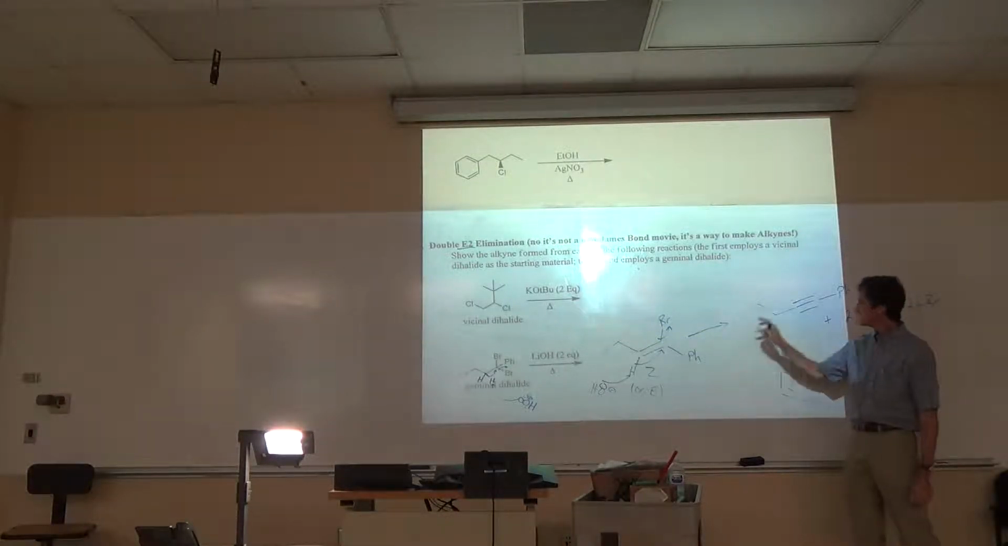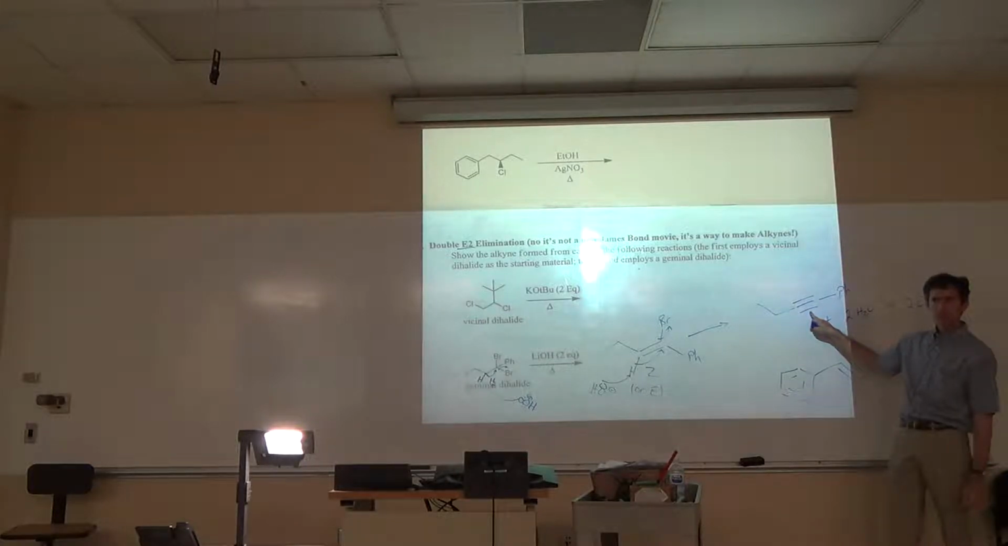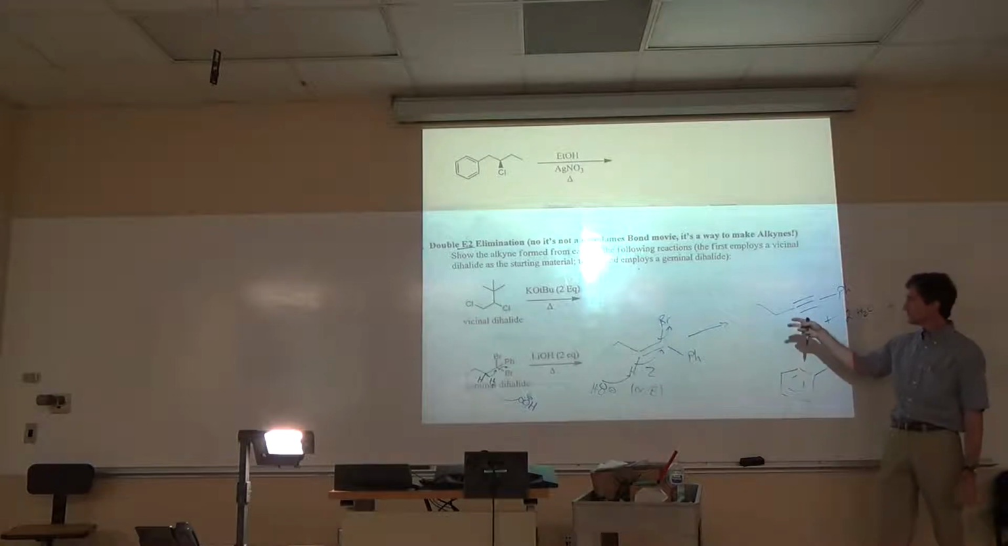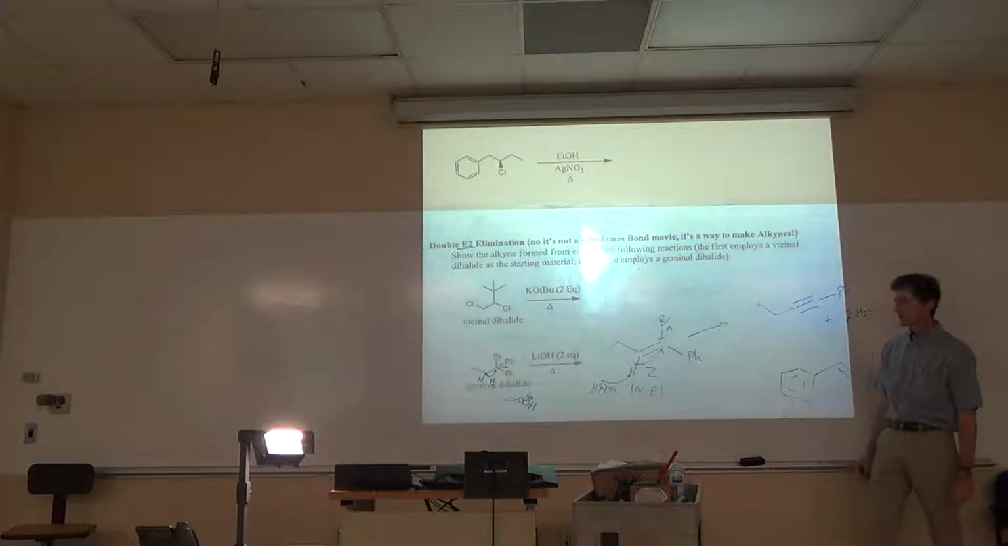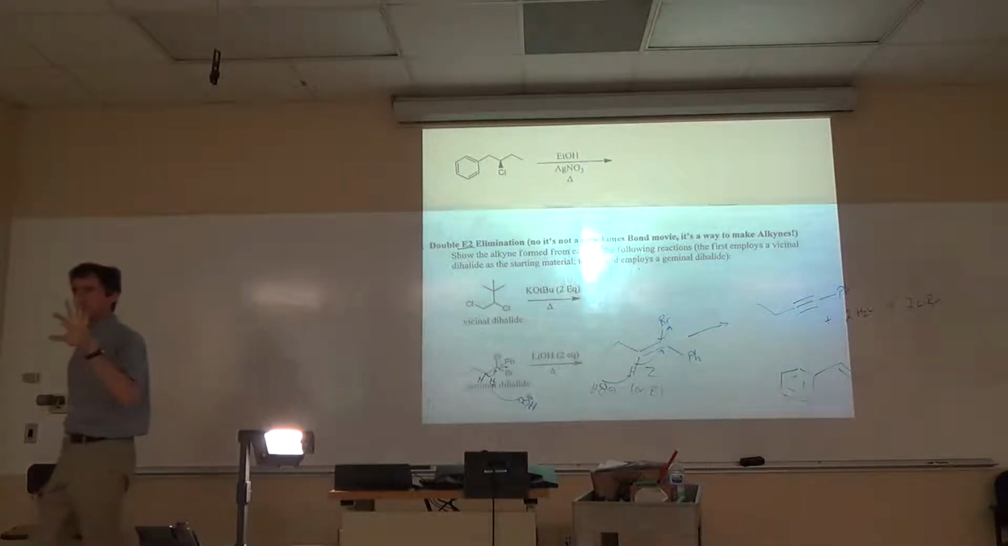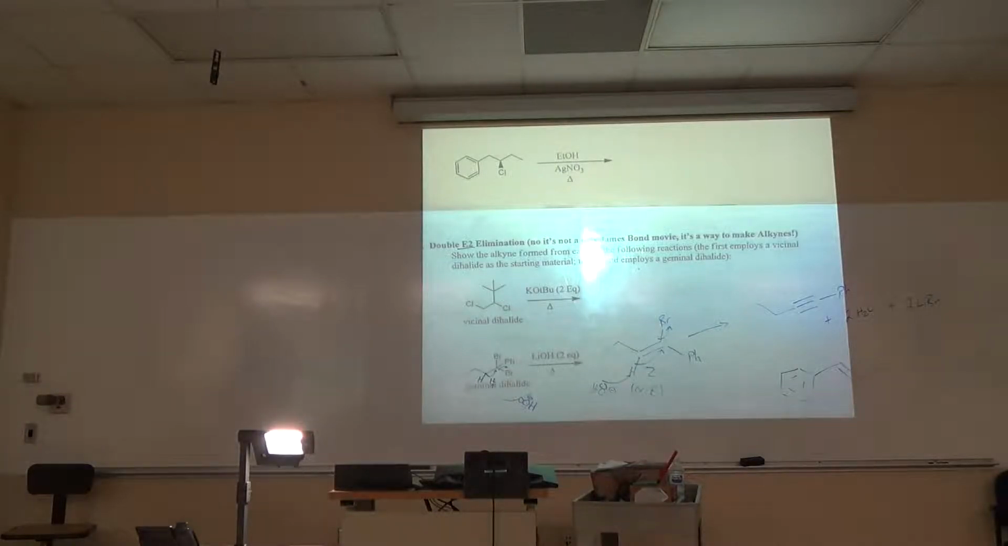Double E2 elimination can make what type of functional group? One elimination gives alkenes, two eliminations give alkynes. By the way, you can make other pi bonds. Most everything we've done has been just making alkenes, carbon-carbon double bonds. It is theoretically possible to make the carbon-oxygen double bond by elimination reaction. Of course, the carbon-oxygen double bond is not an alkene, that's called a carbonyl.